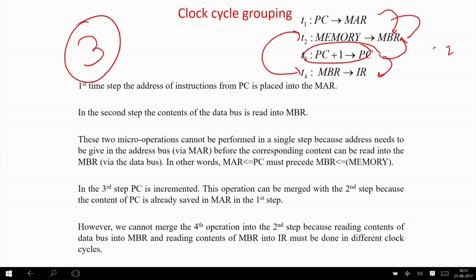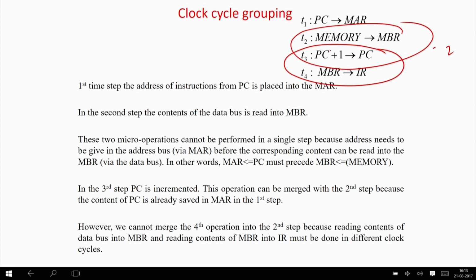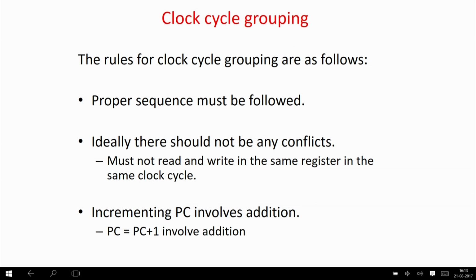That is what is called clock grouping, that I am grouping these 2 guys together, or I can merge these 2 guys together. So, 4 micro instructions, but I can do it in 3 time steps. So, what is clock grouping? Proper sequence should be maintained. You cannot alter the sequence.